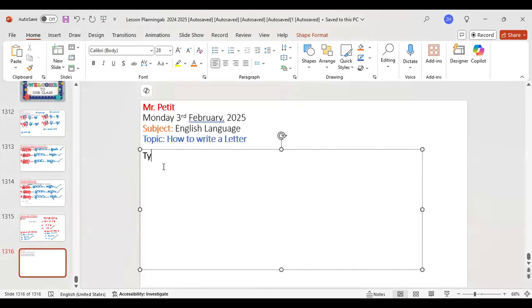So let's start talking about the types of letters, right? What are two types of letters that you know? A friendly letter and a business letter. Very good. So we know that we have a friendly letter and we have a business letter.